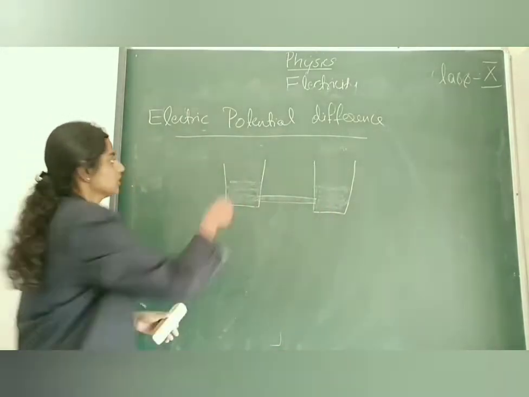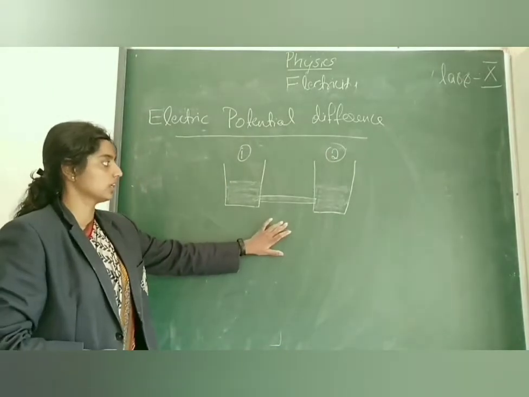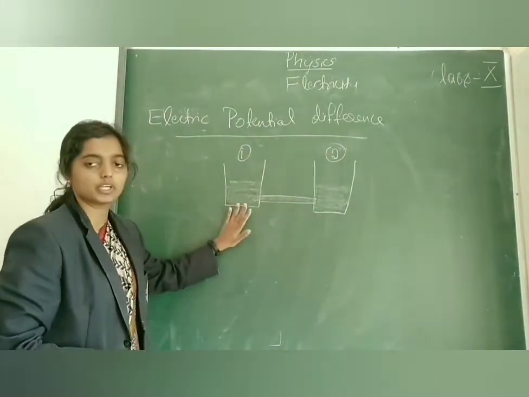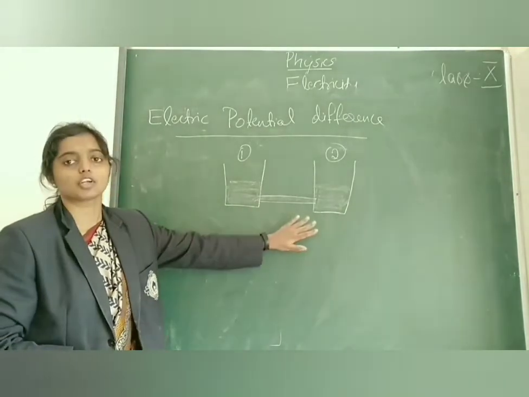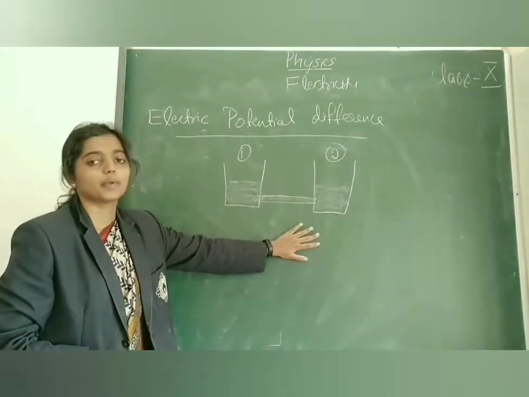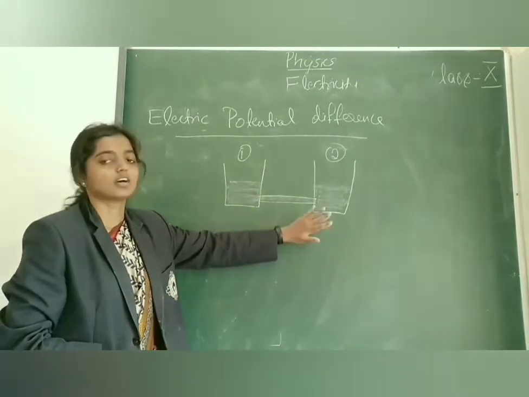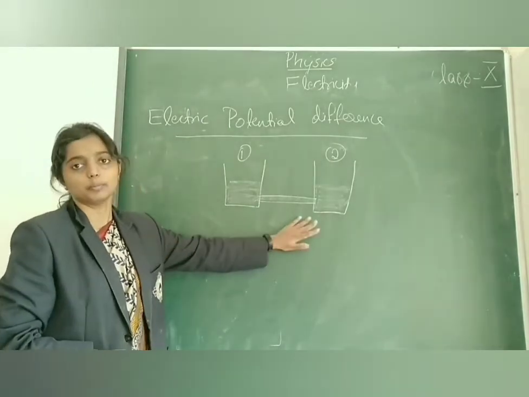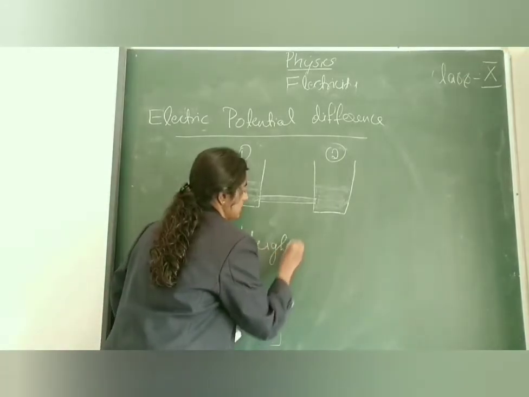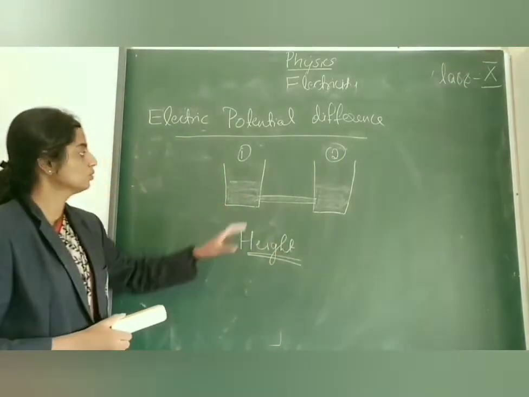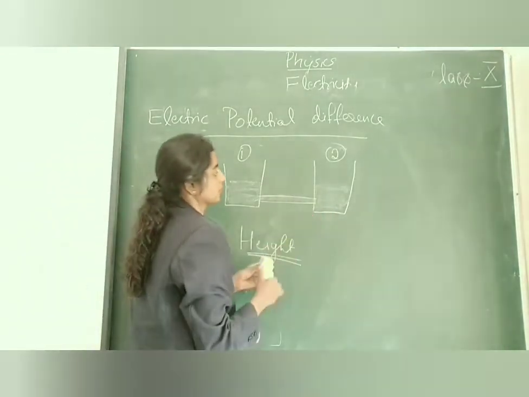Now observe here that it is beaker 1 and beaker 2. Is there any flow of water from beaker 1 to beaker 2 or beaker 2 to beaker 1? No, there is no flow of water here. So what makes the water flow from one beaker to another? We need to raise the height of any one of the beakers, right? So here height is a factor to flow water from one beaker to another beaker, right?